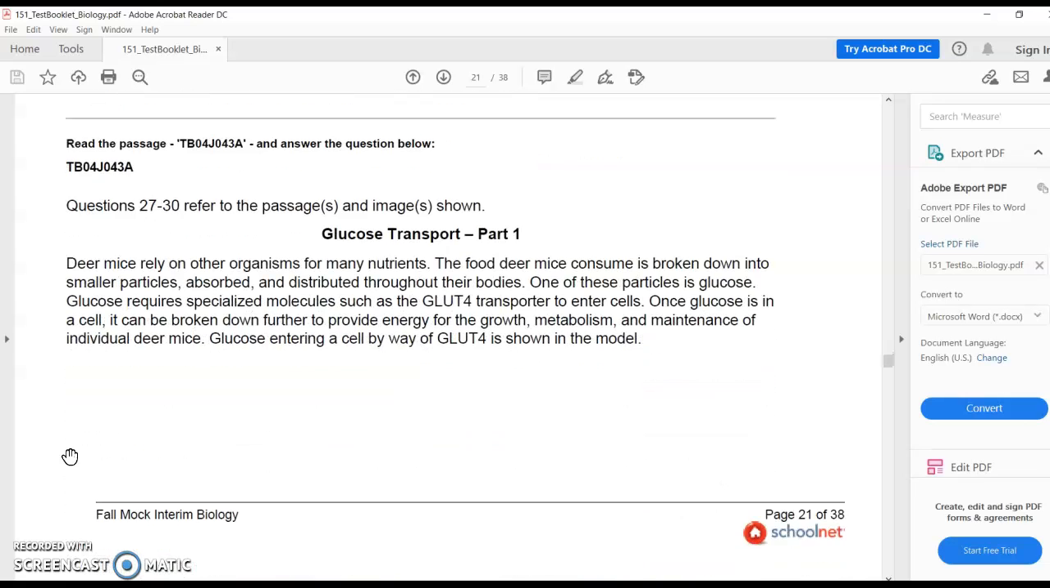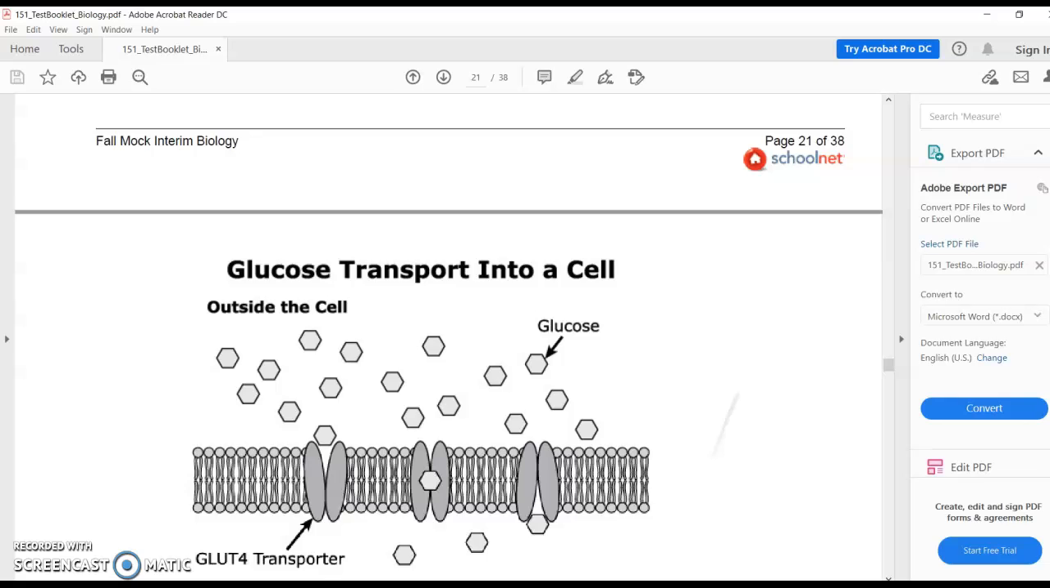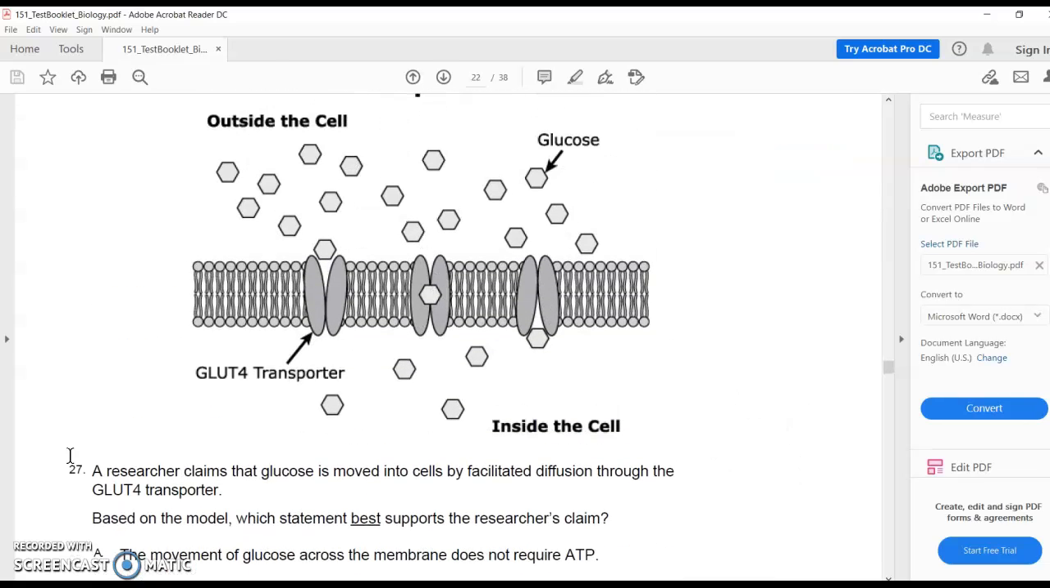Then lastly, 27 through 30, you have questions about glucose transport. And these questions really look at this review on active and passive transport. And so 27 has a model here, and we can see glucose, and we can see these membrane-bound proteins that are helping the glucose get inside the cell.